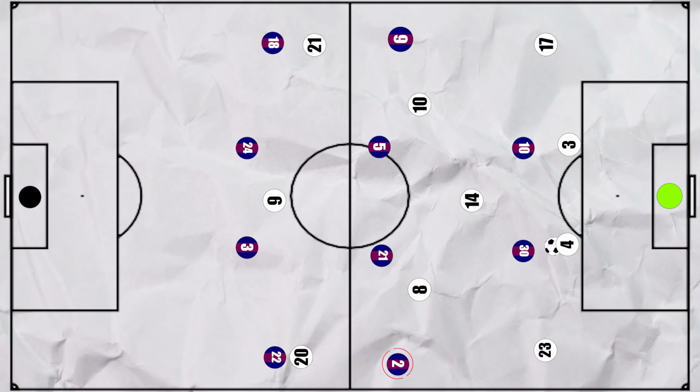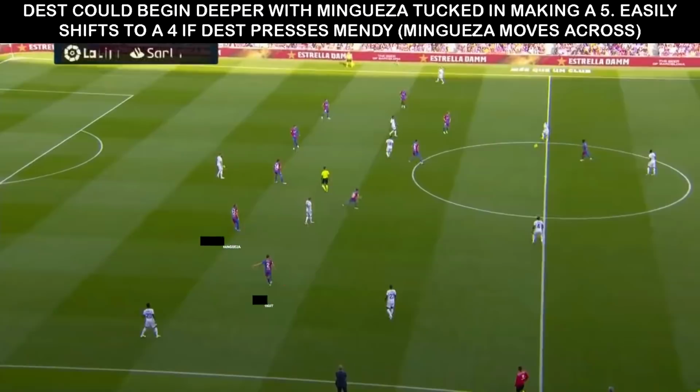So, by having Dest and Mengueza, defensively, Barca could easily shift between a back 5 and a back 4.